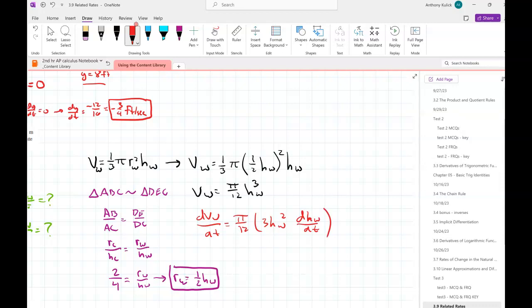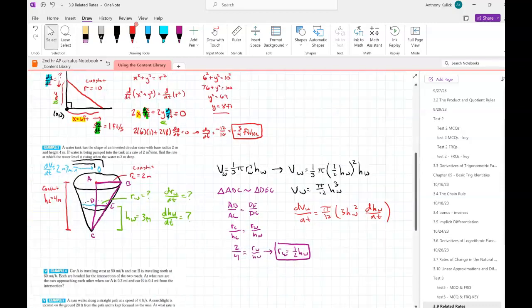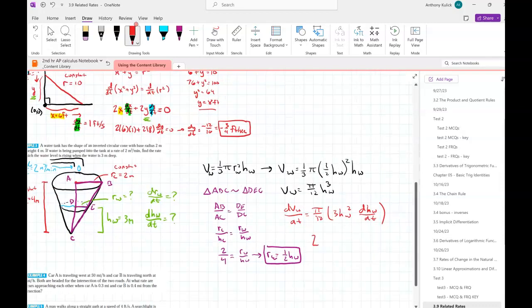Everybody feel okay with what I did there? Let's do the derivative: dVW over dt. And we know that, right? That was 2. And here, let's reduce that. HW, we know, is 3. So I multiply both sides by 4 over 9 pi.